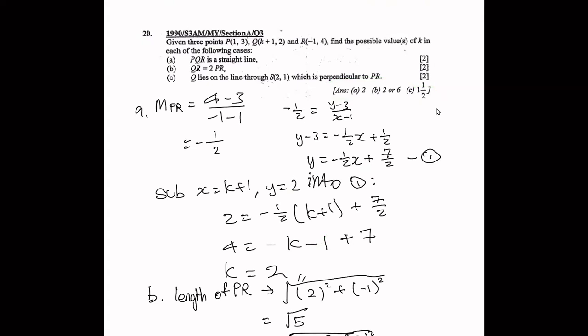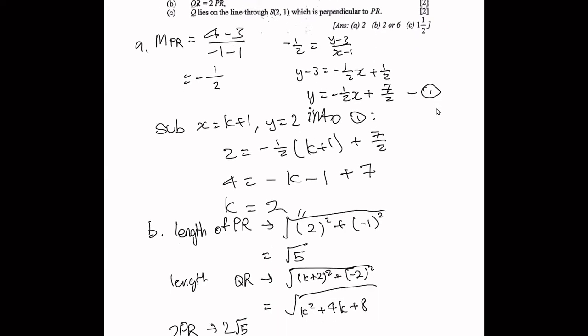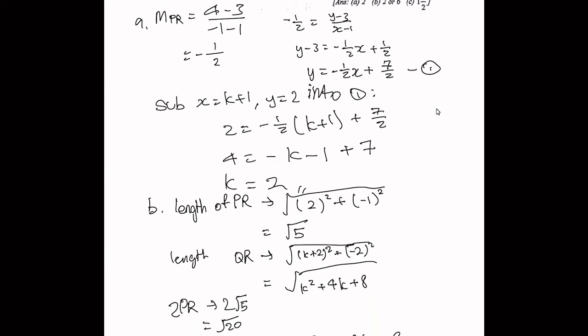Given 3 points, P, Q, R, find the possible values of K in each of the following cases. Part B, QR equals to 2 times of PR. So how to find length of PR? You just take the square root of x minus x squared plus y minus y squared. PR 1 minus -1 is +2. Okay. Then 4 minus 3 is 1. Or 3 minus 4 is -1. Same thing. Bracket square will give you the same answer. So this will be 4 plus 1, which is a 5.